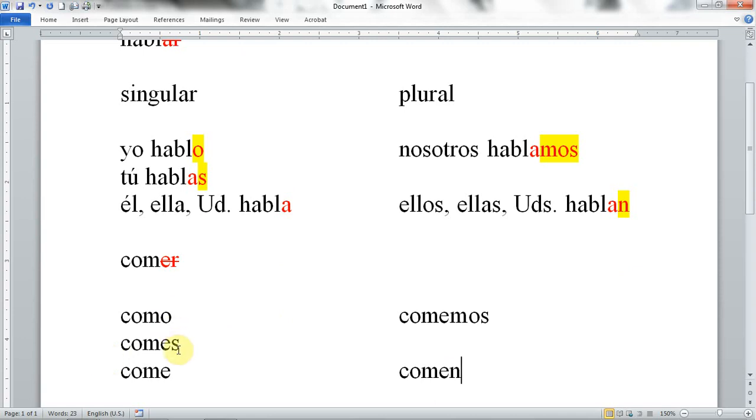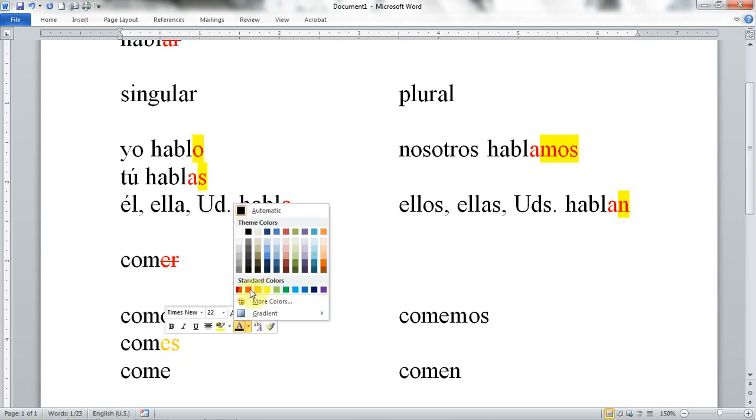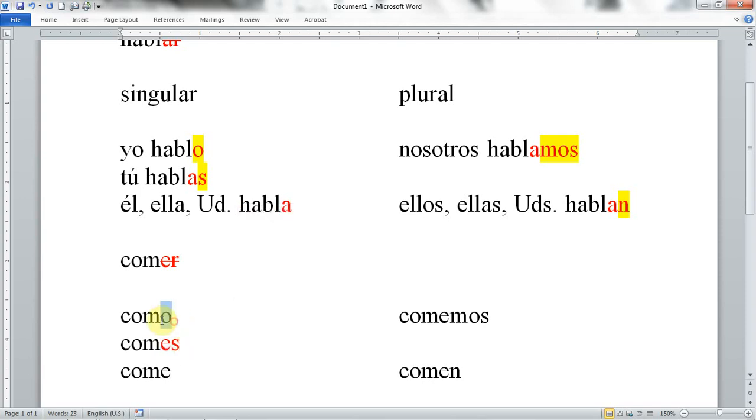Okay, so let me highlight that. These endings. You'll see that the endings mostly correspond with these endings, the exception being the actual vowel that's highlighted throughout, or that's used throughout. So here you have A, here you have E.